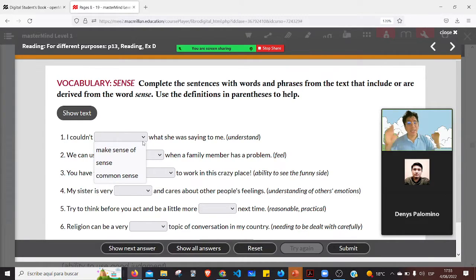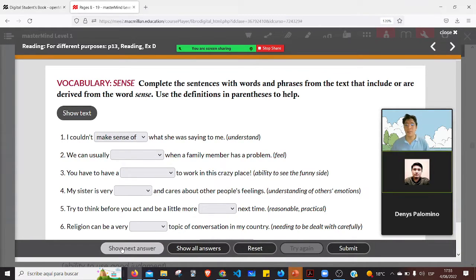Ok, I couldn't understand what she was saying to me. I couldn't make sense of it. Make sense of. ¿Cómo lo traducirían? I couldn't make sense of what she was saying. No puedo percibir qué es lo que trata de decirme.